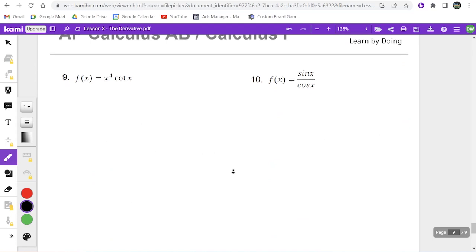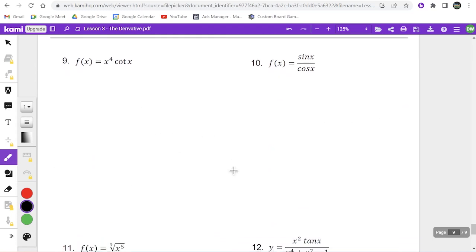Anyways, number 9. If you don't know the rule for number 9, I want to slap you because it's the same rule we just did. It's the product rule again. This is our chance to redeem ourselves, right? So the first thing I'm going to say is x to the fourth is my u. U is x to the fourth. My v is cotangent x.